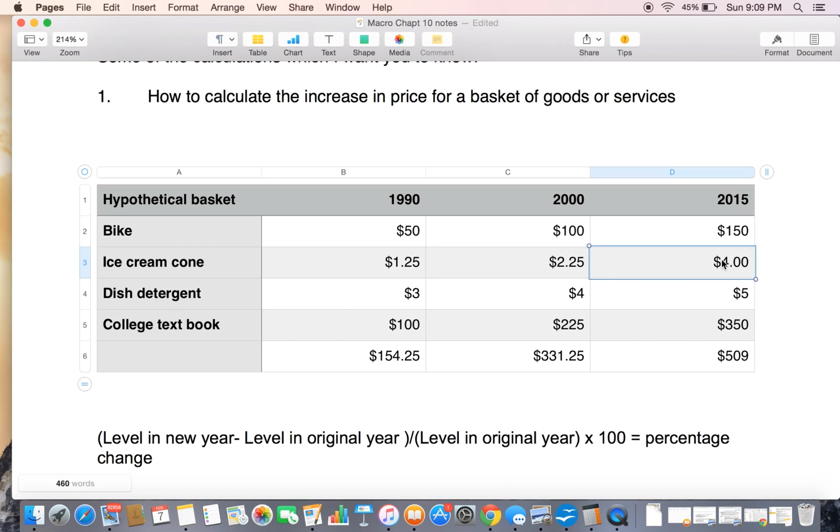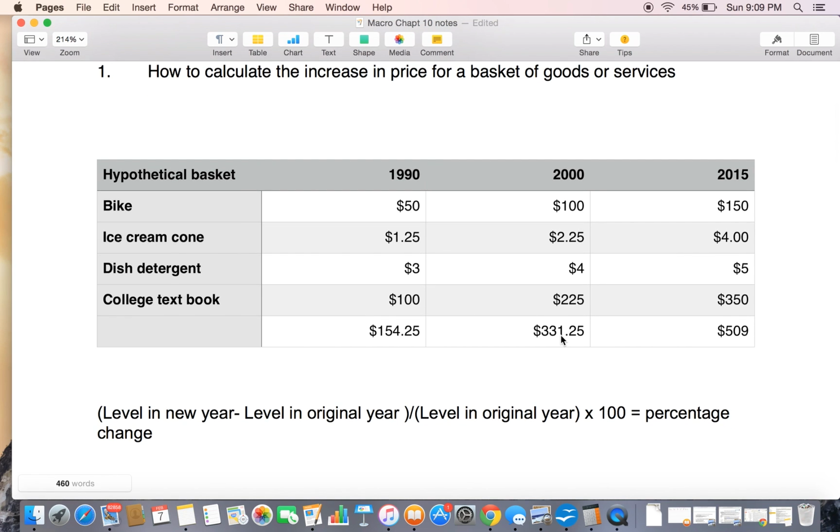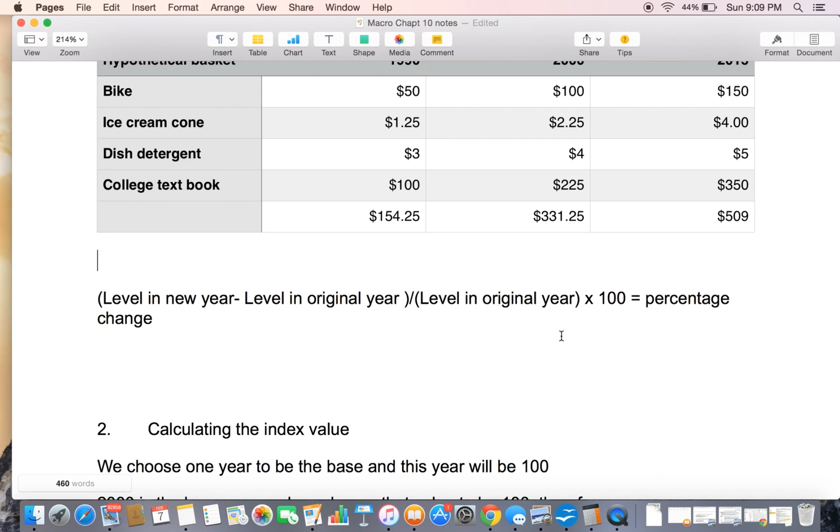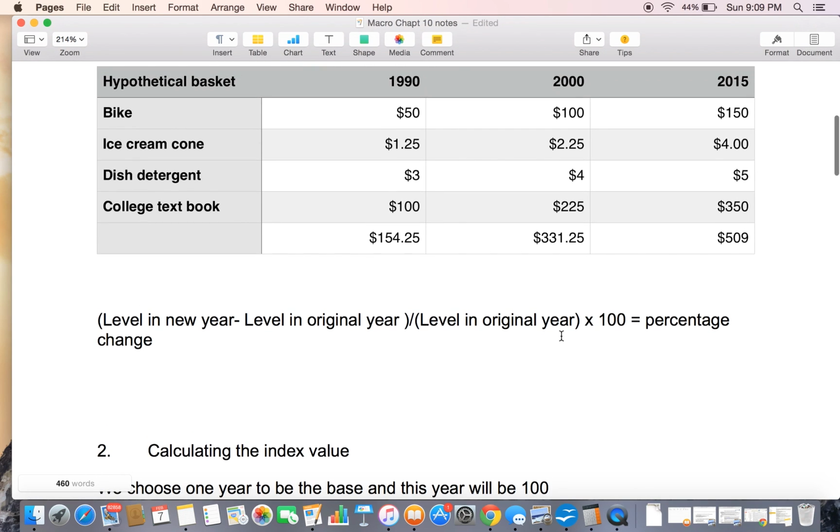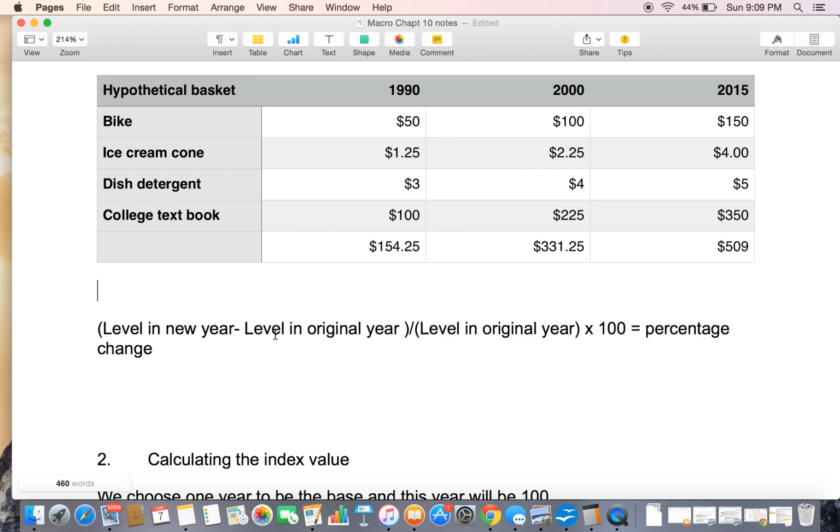When we sum the prices of those goods in 2015, the prices of the goods and services are $509, and in 2000 they're $331.25. So if we want to calculate inflation for these goods and services, we look at the value of the goods and services in the final year, minus the value in the original year, divided by the original year, times 100. That will give us the percentage change, which is basically the amount of inflation for the goods and services.